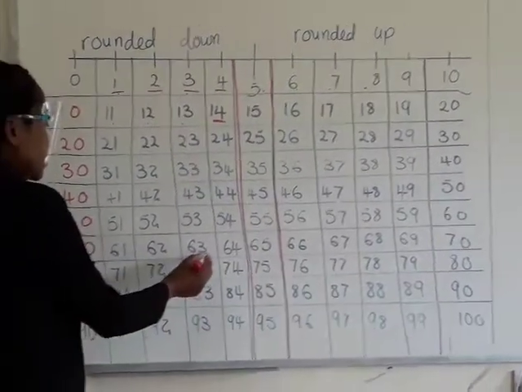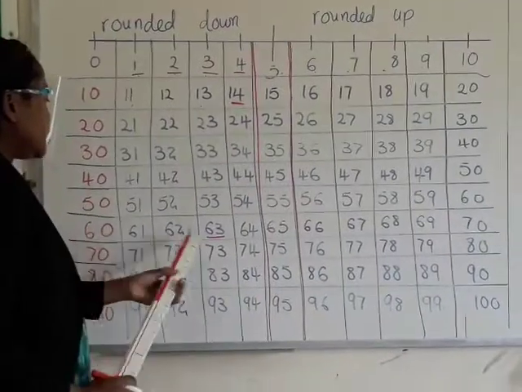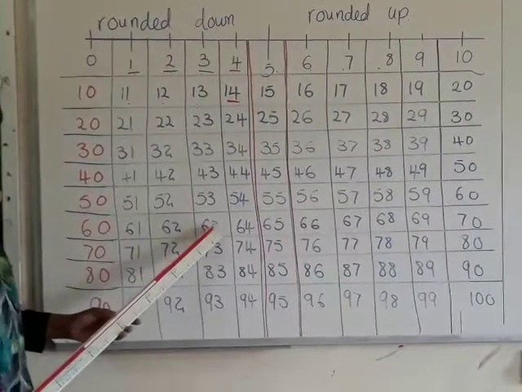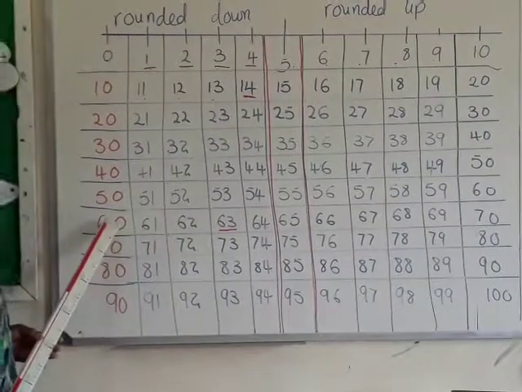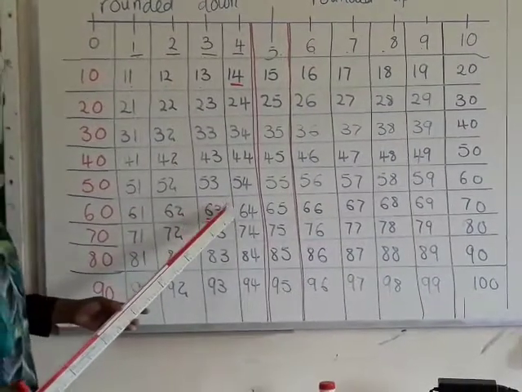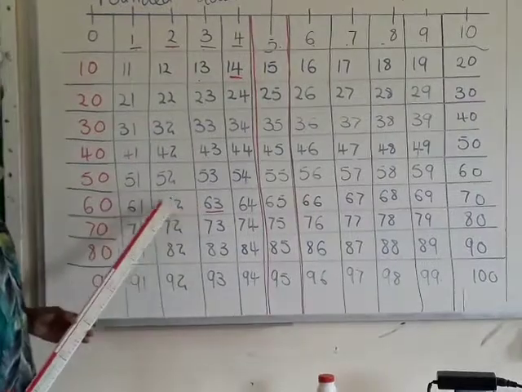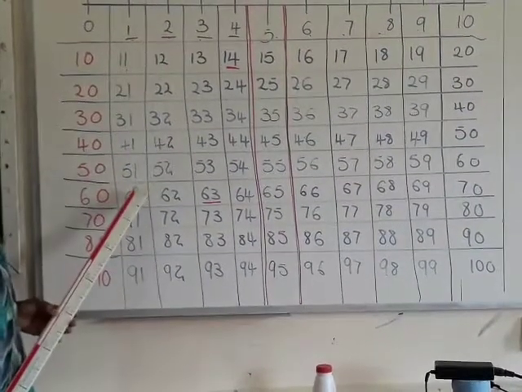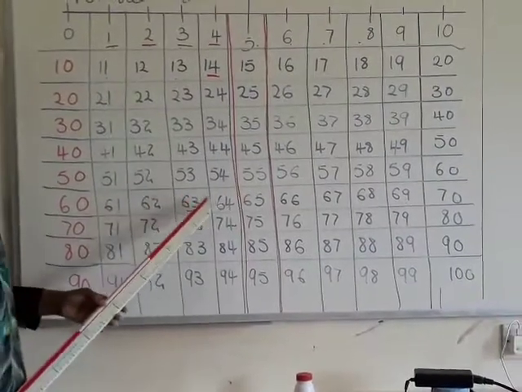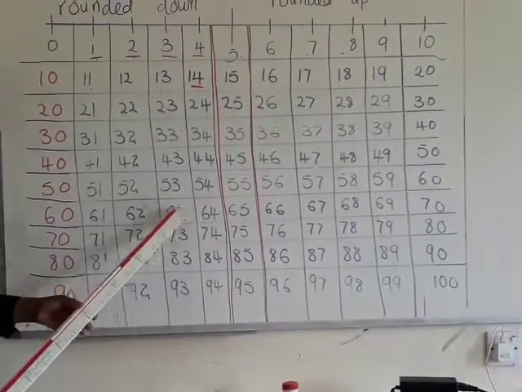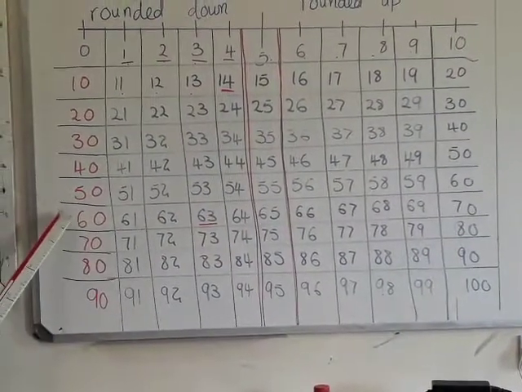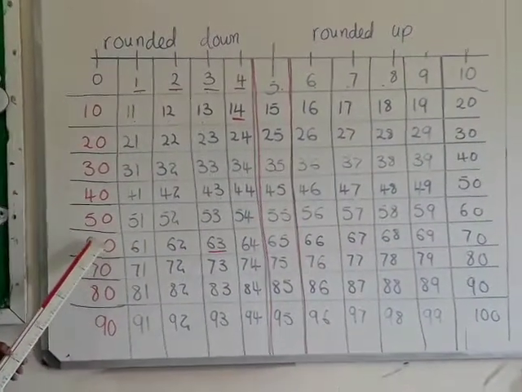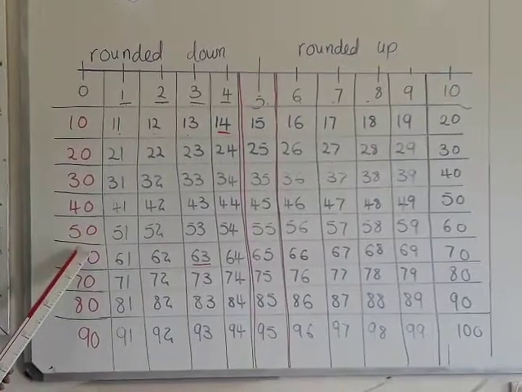Let's just come here, 63. As you can check over here, 63 is rounded down to 60, or we can say 63 is nearest to 60. Remember the clue? All the numbers that have a 1, a 2, a 3, and a 4, they always go back to the number that is in tens. So here, our number at the back, as we are counting back, is 60.